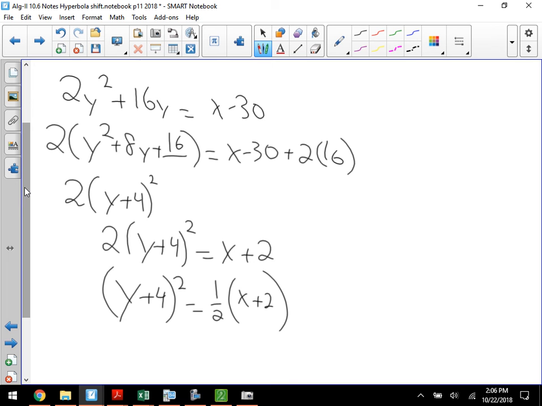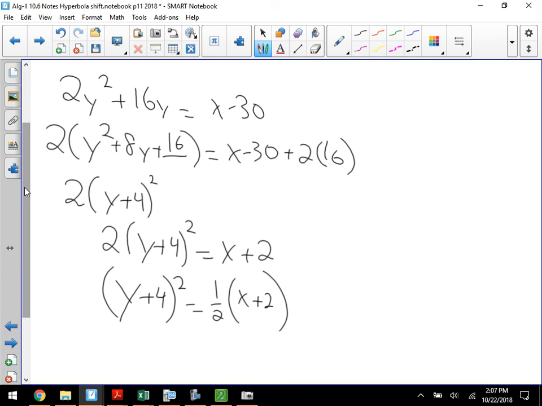Yeah, you get divided by 2, but what are you going to write on the right-hand side? That's what I'm saying. You want it to look like that 4p times x minus h stuff? You do, but if you just write it x plus 2 over 2, you have to rewrite it with that 1/2. Yeah, that's where I'm getting at. Don't be afraid of the fraction. Okay?